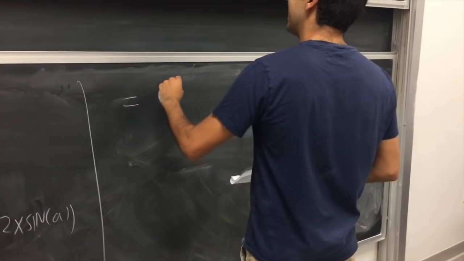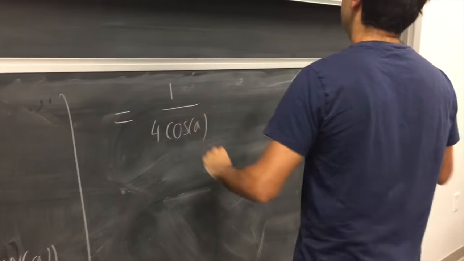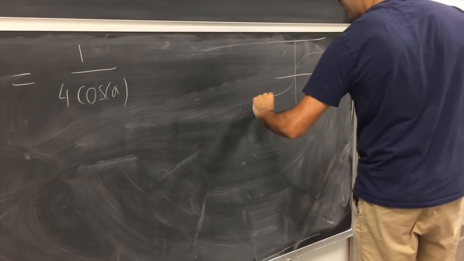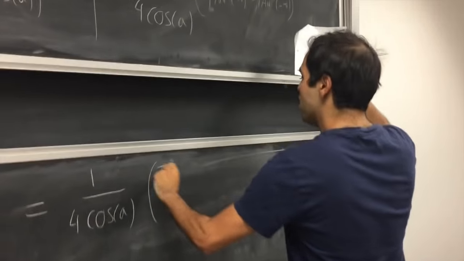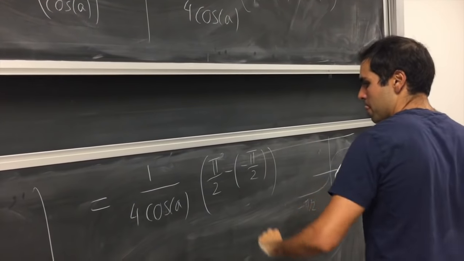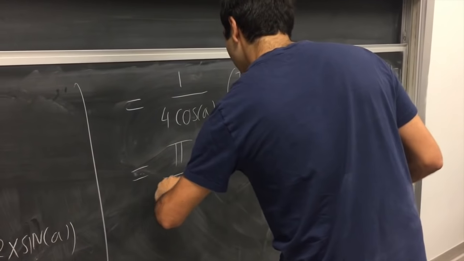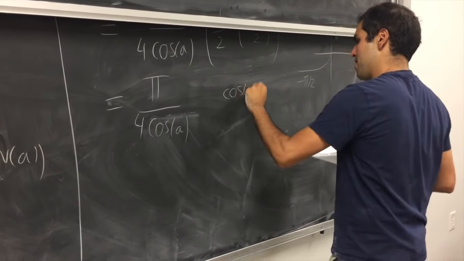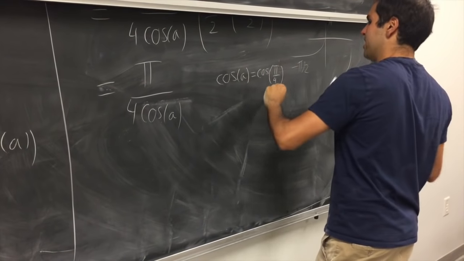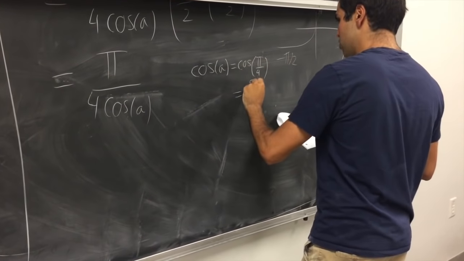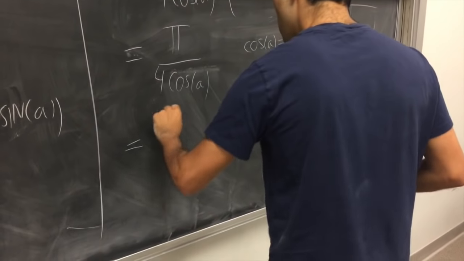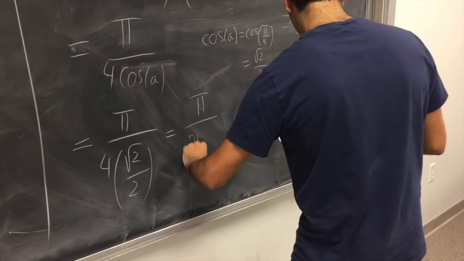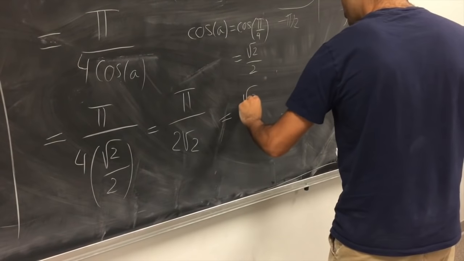And then we get 1 over 4 cosine of a. Arctangent is this function that goes from minus pi over 2 to pi over 2. So this is pi over 2 minus minus pi over 2, and that equals pi, so pi over 4 cosine of a. But now I remind you, cosine of a is cosine of pi over 4, which is square root of 2 over 2. So we get pi over 4 times square root of 2 over 2, which becomes pi over 2 square root of 2, which you can simplify to become square root of 2 over 4 pi.